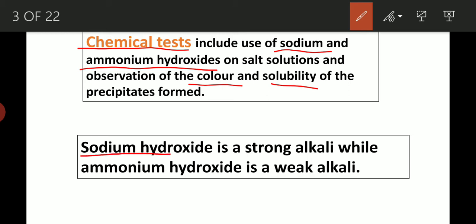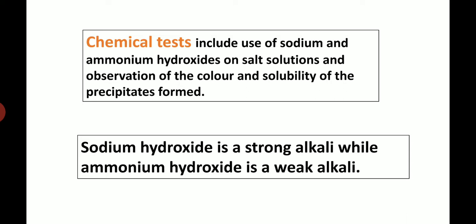And sodium hydroxide is a strong alkali that you already know. In the chapter acid, base and salt, I have already discussed it in detail. So sodium hydroxide is a strong alkali and ammonium hydroxide is a weak alkali. This is the contrasting character between these two compounds. Okay, so I think this slide is clear.